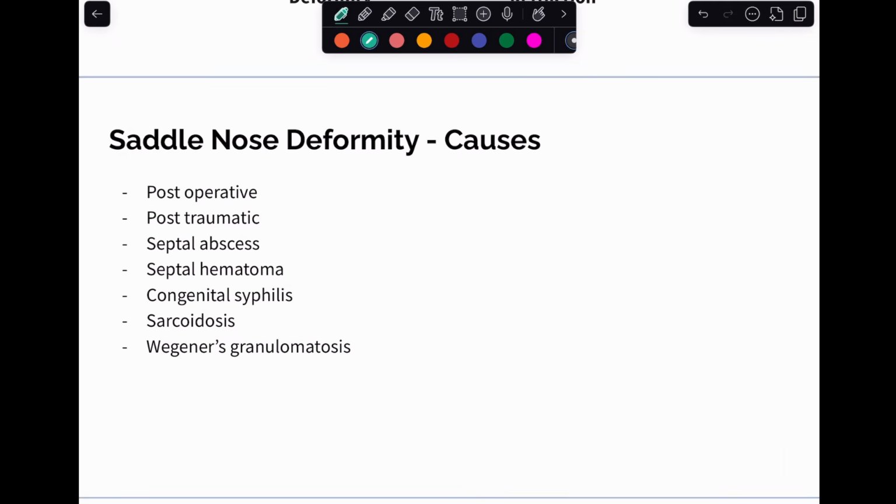Now, what are some causes of saddle nose deformity that you know, other than the one that we already discussed? The first cause is obviously postoperative, which you see more commonly in SMR than septoplasty. Then it can also be as a result of a post-traumatic cause, septal abscess, septal hematoma, congenital syphilis, sarcoidosis, and Wegener's granulomatosis.